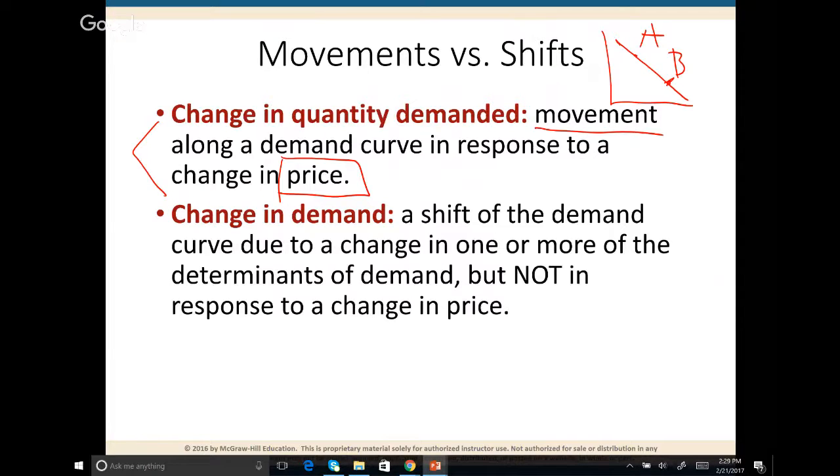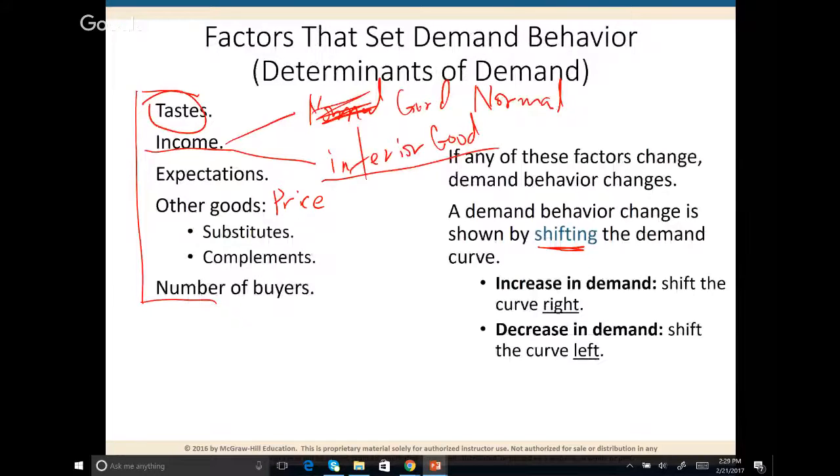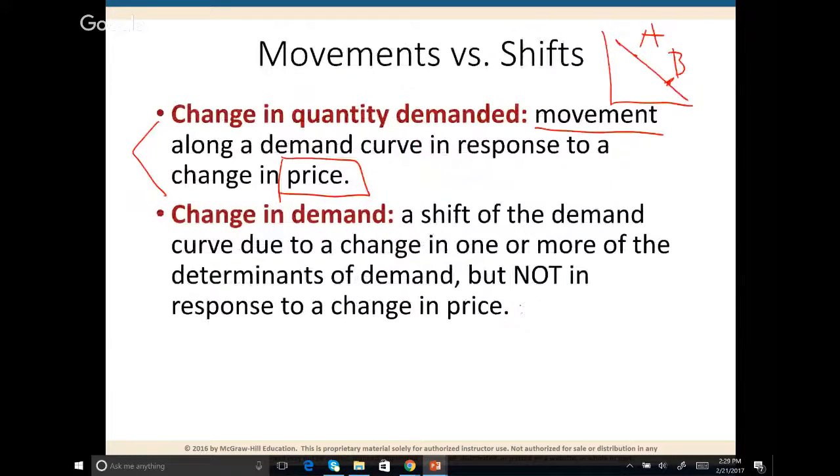Now, a change in demand is anytime you have those five factors change, the ones I just talked about, these five factors over here. When these five factors change, we're going to be shifting our demand curve. If it's increasing, remember, you'll be shifting to the right. If it's decreasing, you'll be shifting to the left. Okay, so increasing to the right, decreasing to the left.